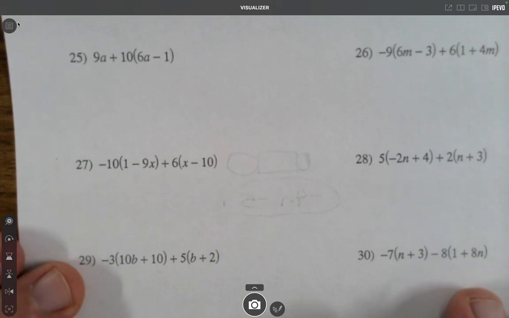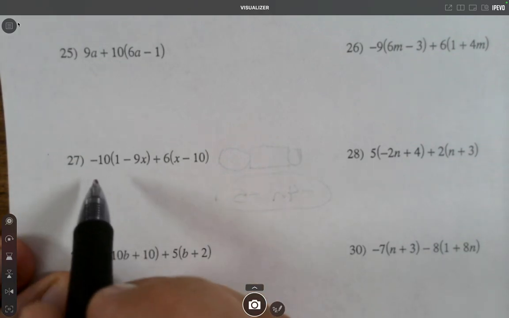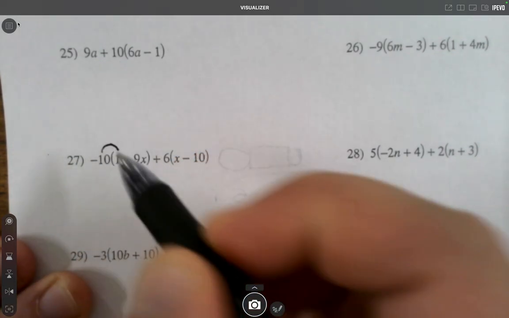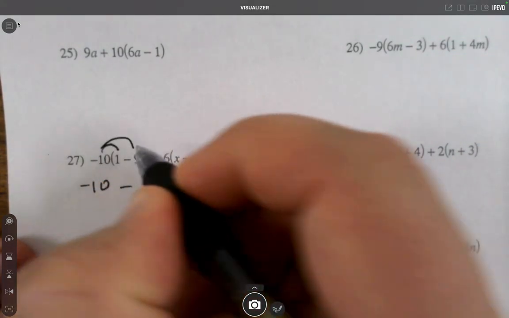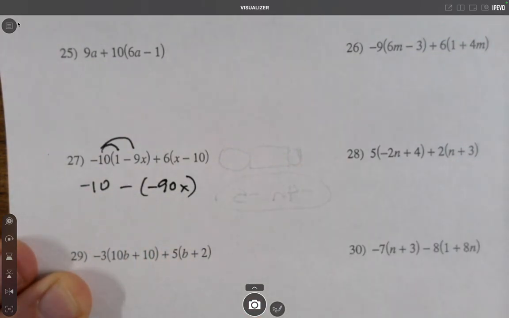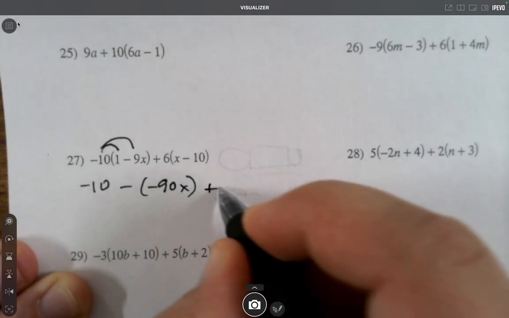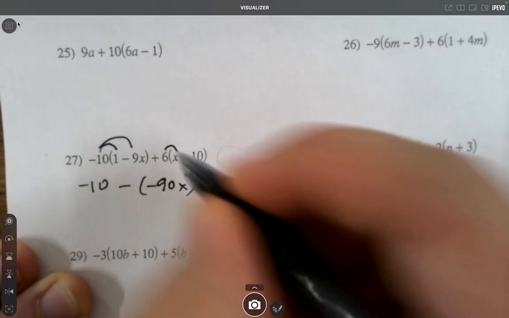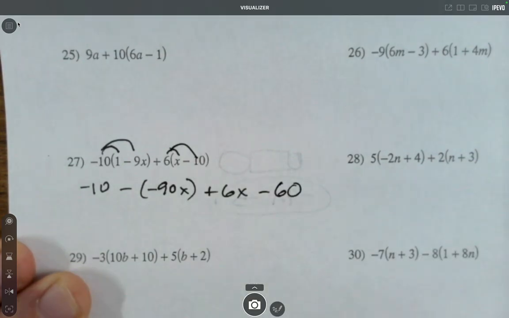Okay, I'll do one more, then we'll close. So we'll do 27. This one requires the distributive property twice, so we'll deal with that first. We have negative 10 times 1, which is negative 10, minus negative 10 times 9x, which is negative 90x. That covers the first distribution. Then 6 times x minus 6 times 10, which is 60.